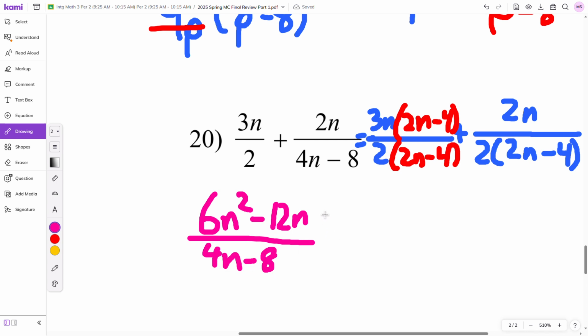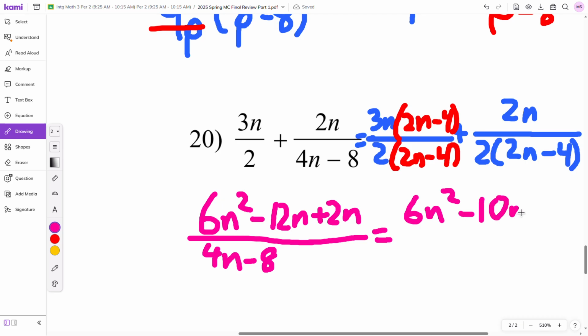And then this is plus 2n. And I'm just going to go ahead and add the numerators and keep the denominator the same. So this is going to be 6n squared minus 10n all over 4n minus 8.